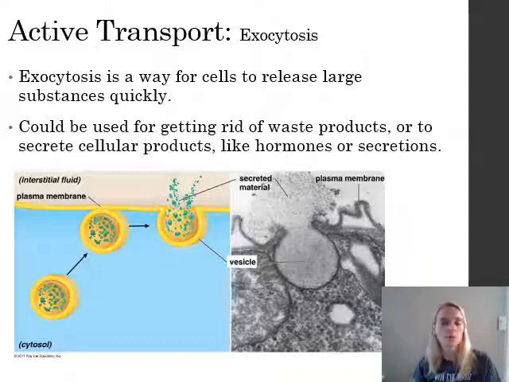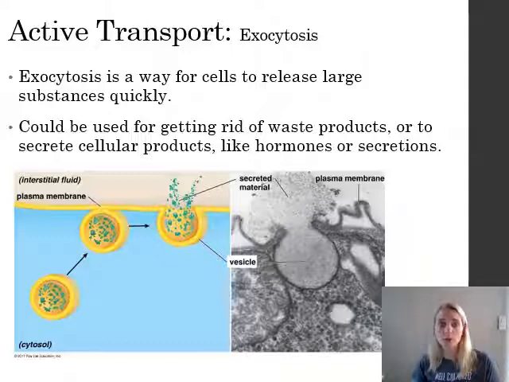Okay, and so our last type of active transport we're going to talk about is called exocytosis. So it's almost a reversal of endocytosis. It is when a cell needs to get rid of large substances relatively quickly. This could be a cell getting rid of waste products. Maybe it took in the bacterium, it digested it, it has some bits it can't use, and so it just wants to release that back into the environment.